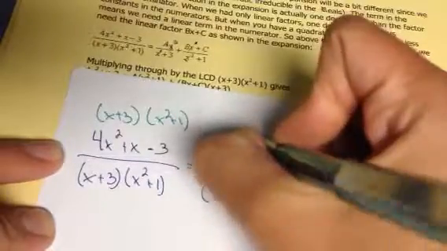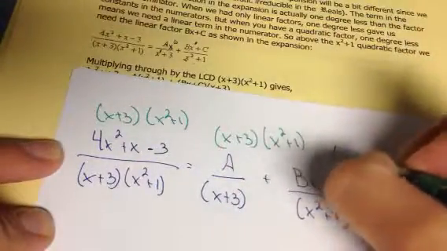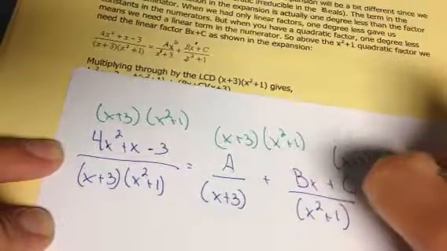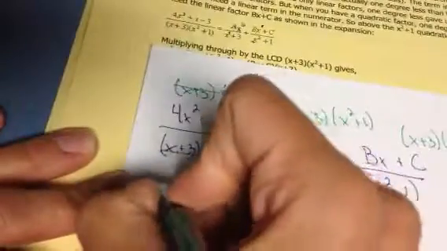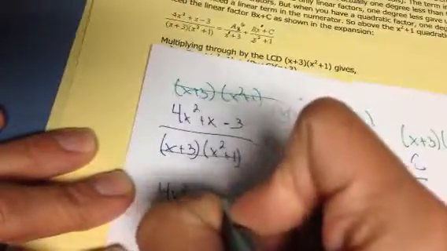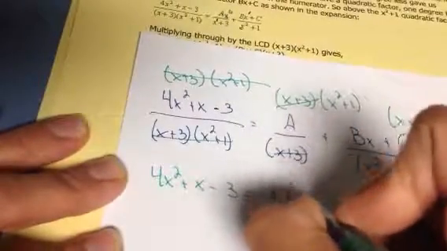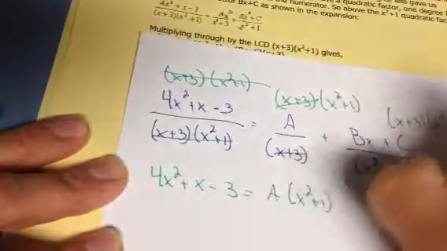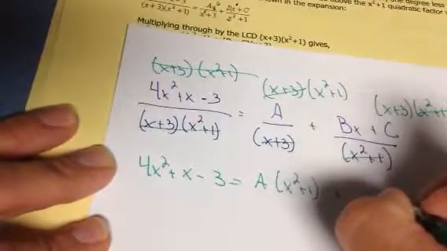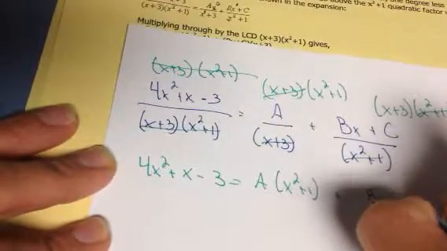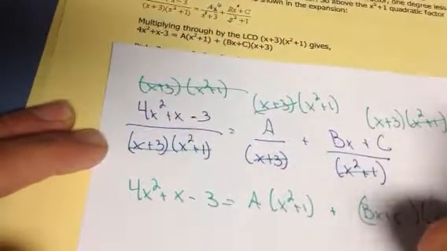here, and here. Then she does her canceling out, so she's left with 4x squared plus x minus 3. Here she's left with a and x squared plus 1. And here she's left with bx plus c with the x plus 3.